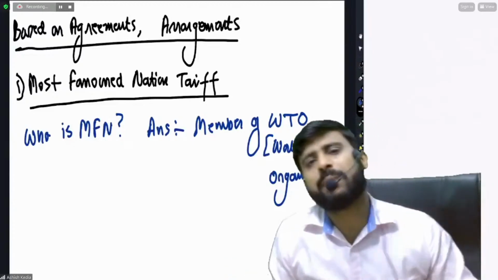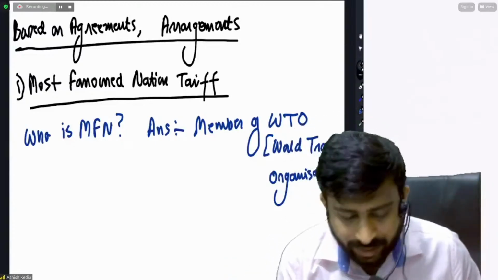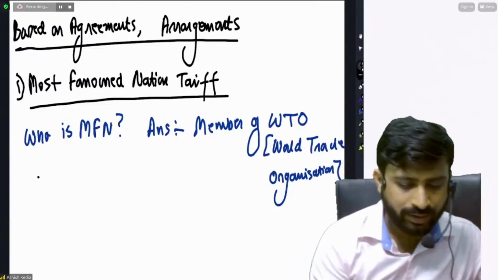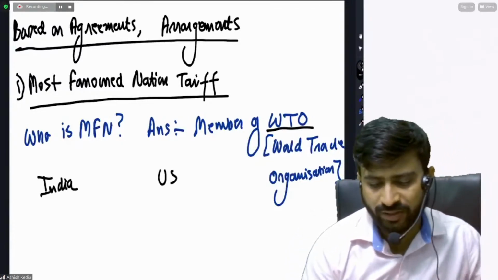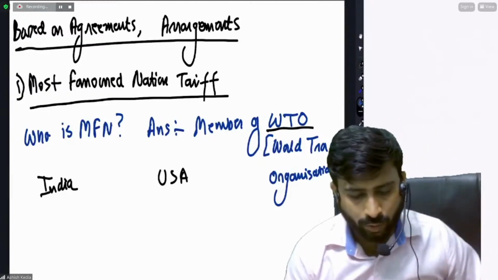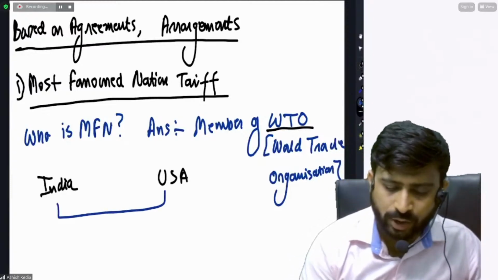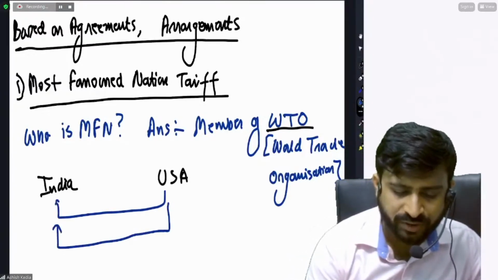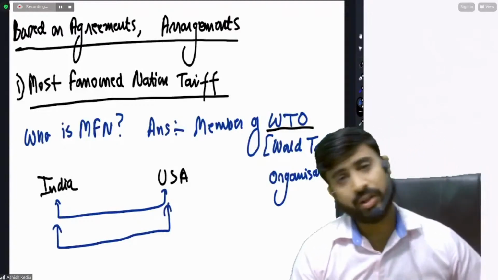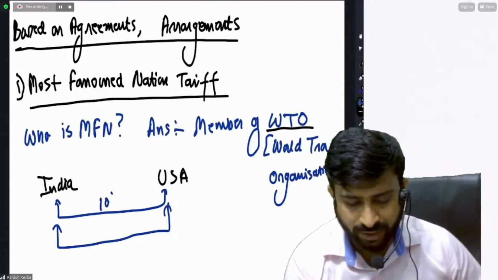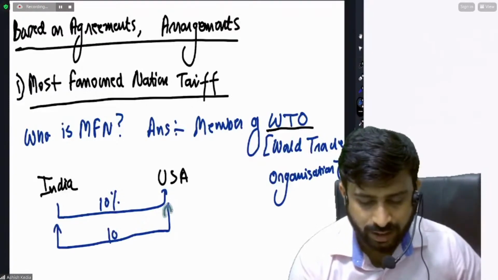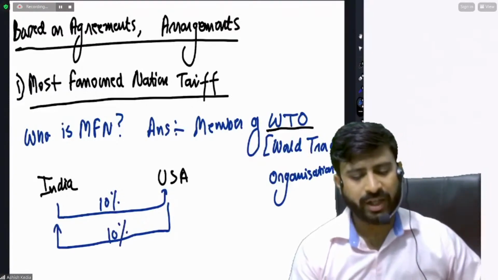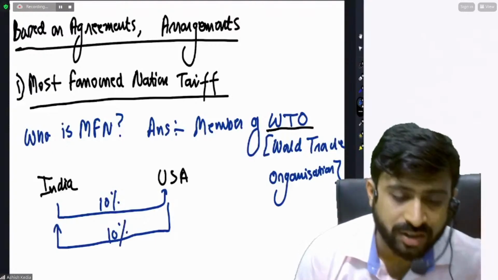Okay, so what happens is that every country who is an MFN country, for example, suppose India is a WTO member, USA is a WTO member. So India and USA will charge a certain tax on each other's imports. Suppose 10%, so it will be mutually reciprocated. So again, 10%. This is what I am trying to say. This is most favored nation tariff.